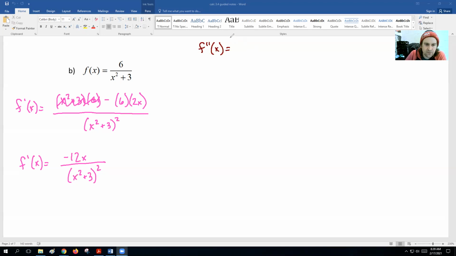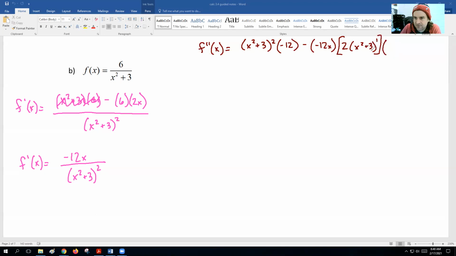All right, so let's do low, which is x squared plus 3 squared, d high, which would be negative 12. And then minus high, which is negative 12x, and then d low, we have to do the chain rule. So something squared becomes 2 times that something to the first power, and then we multiply by the derivative of the inside. The derivative of x squared plus 3 is 2x. Whew. All over x squared plus 3 to the 4th power.